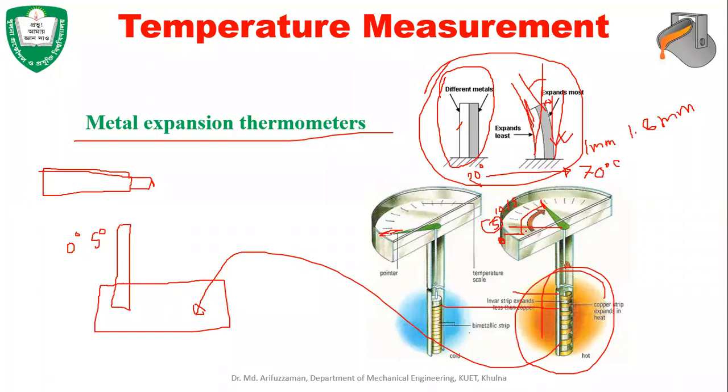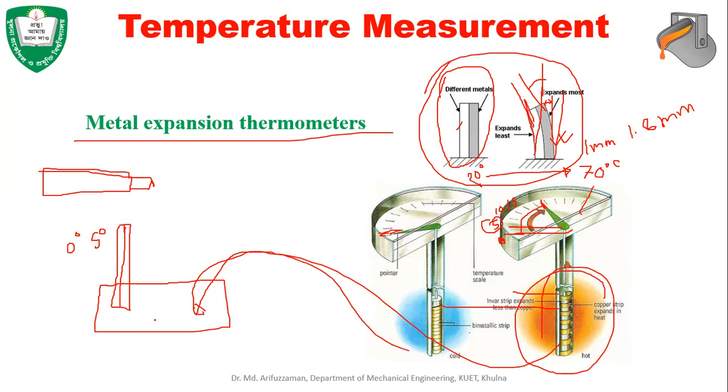And how do we know the rotations? Rotation will start from here, and then rotation will end at here. Within this range, how much temperature is changing? We need to determine that, and according to that, we need to print the scale to display the temperature. And to do that, first we need to have a known thermometer which will give us the exact reading. And a temperature bath where we need to put this thermometer.